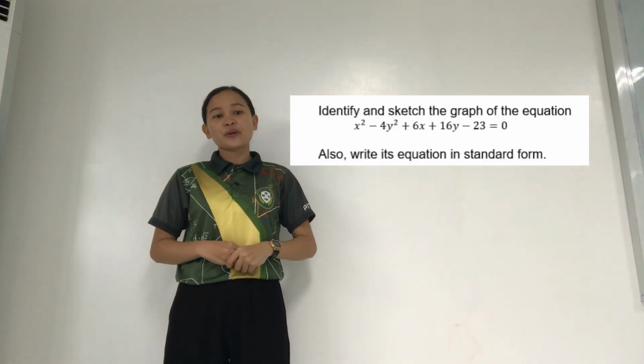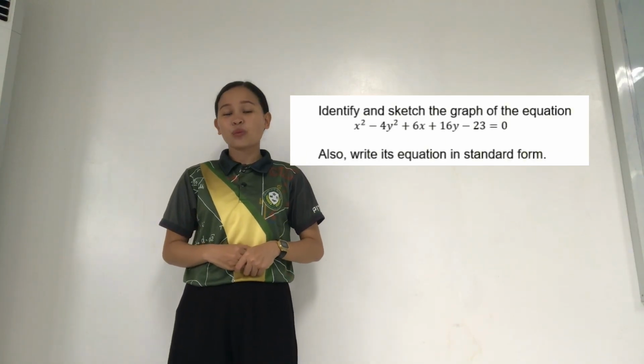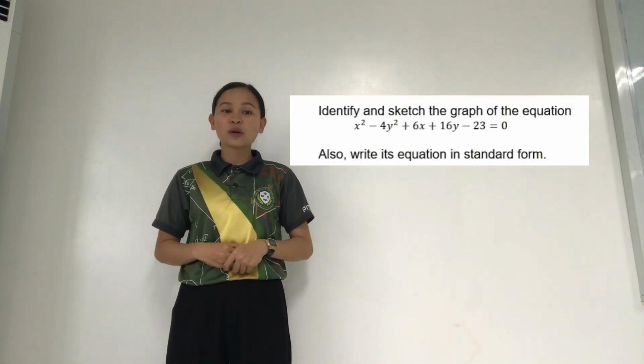Thus, if an xy term occurs in a given equation, first rotate the coordinate axes and then, if necessary, translate the rotated axes. In the next example, we will deal with the case regarding translation. We are going to identify and sketch the graph of the given equations. So we have equation number 1: x squared minus 4y squared plus 6x plus 16y minus 23 is equal to 0.